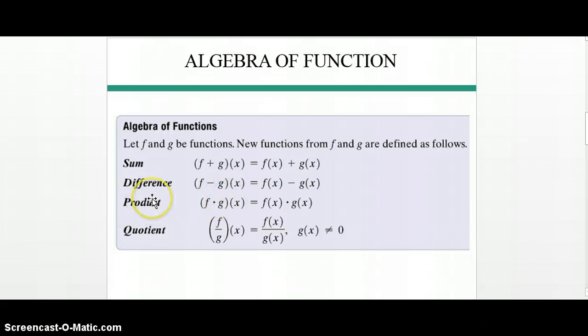Product: f times g of x equal to f of x times g of x. Quotient: f over g of x equal to f of x over g of x, where g of x is not equal to 0.